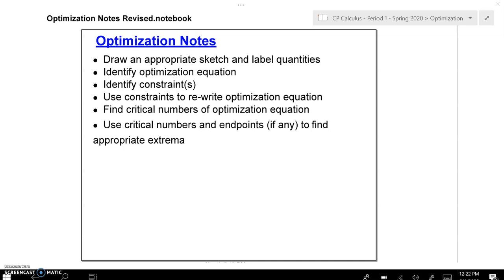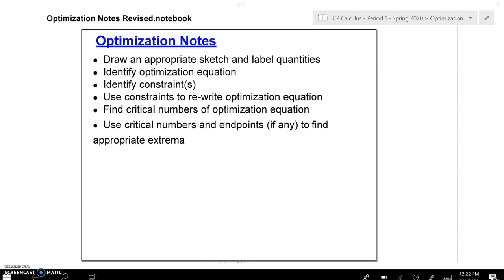What are your constraints? The constraints are the things that are holding you back from just making something as big as you want it to be or as small as you want it to be. And again, that could be something like, I want to make a box, but I only have a certain amount of material. So my constraint is the amount of material that I have, because it keeps me from just making the box as big as I want it to be. Then you use those constraints to rewrite your optimization equation. I'll talk about that when we do it in the example.